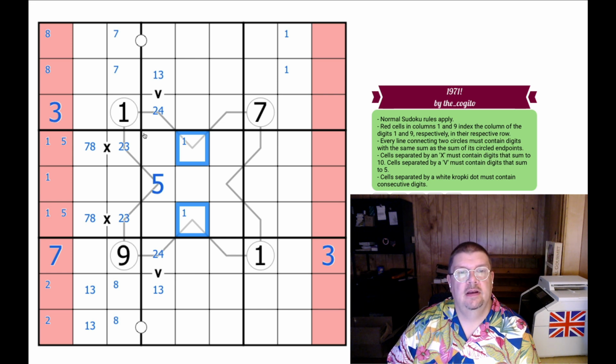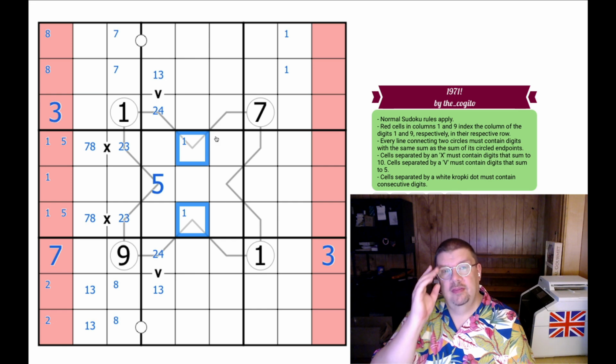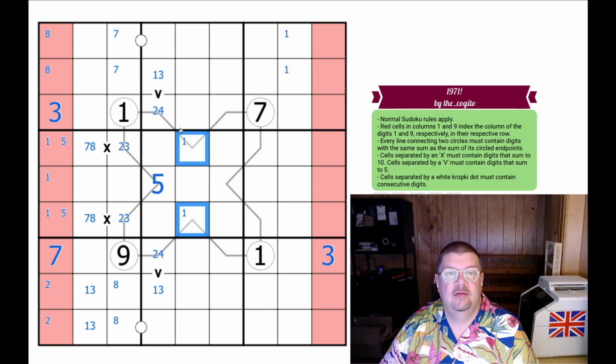What shall I look at next? I don't think I've got a whole lot of options on the indexing at the moment, so I think looking at these lines is probably our next best bet.